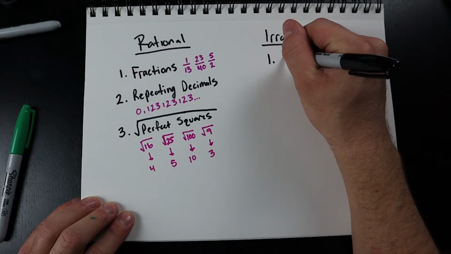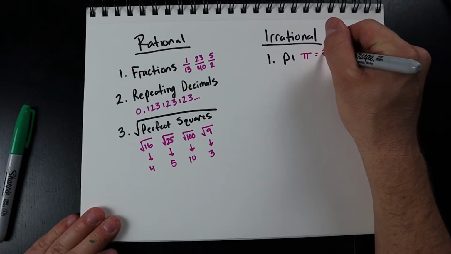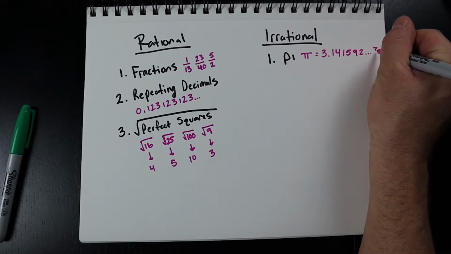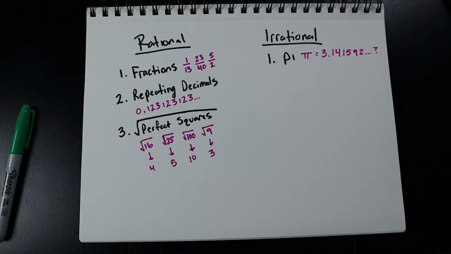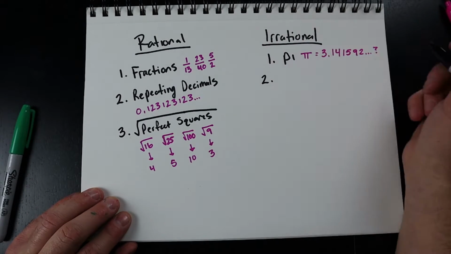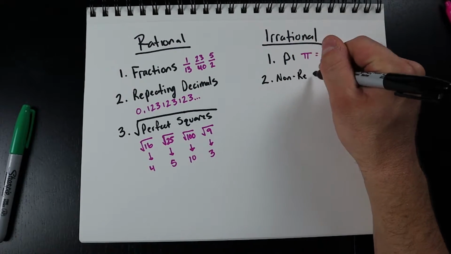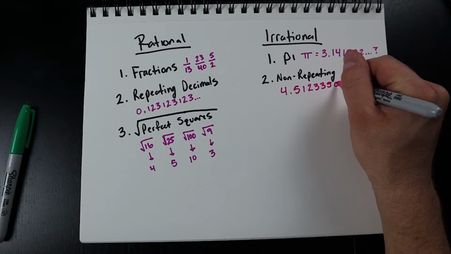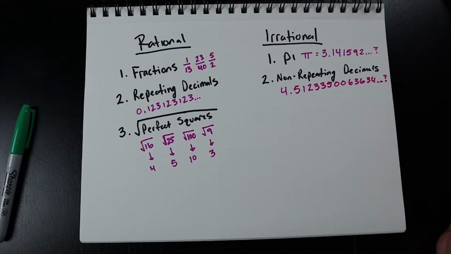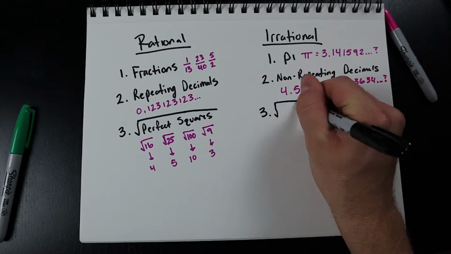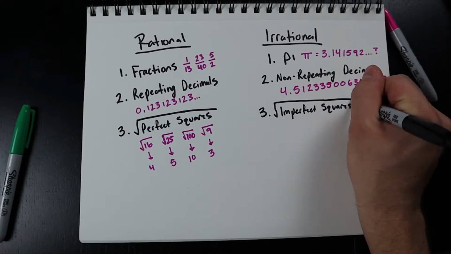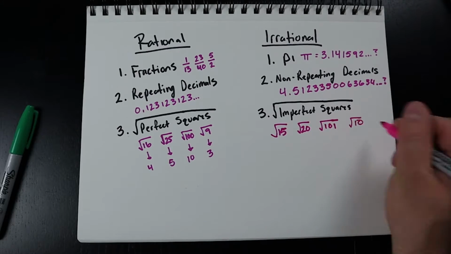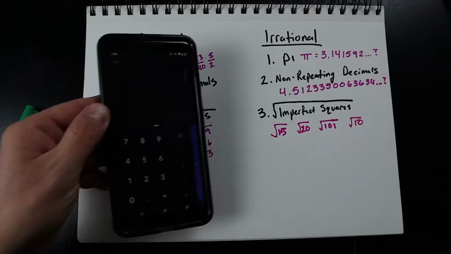Now let's take a look at some irrational numbers. The number pi is irrational because it continues in a seemingly random way forever. This makes it impossible to turn into a fraction, and so it is irrational. The second type is a non-repeating decimal, similar to pi. A decimal that is infinite and does not repeat cannot be turned into a fraction, so it is irrational. The last type we'll look at here is the square root of imperfect squares. These are the tricky square roots, like the square root of 13 or 60 that we estimated previously. These numbers continue infinitely and cannot be turned into a fraction.